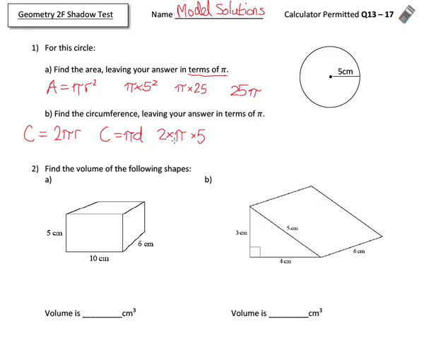Okay, now again, we can't do this bit without a calculator. The only bit we can do is the 2 times 5. This is the same as this, by the way. Same as writing it in that order. Okay, and 2 times 5 is 10, so the answer is 10 pi.